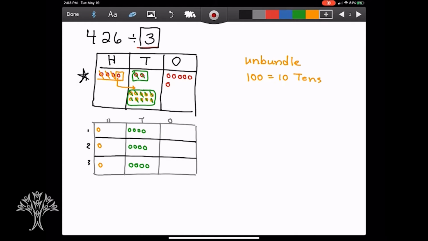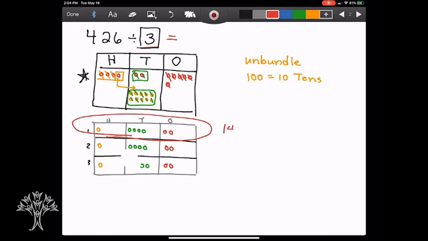Now if I look at my ones, what I have left over here is 6 ones, and that's easy to share into 3 groups. I just put 2 in each group. And now I have shared everything out and I don't have any leftovers. So I've distributed out into 3 groups, and the quotient, the answer to my problem, is the value of one of those groups. So it would be this much.